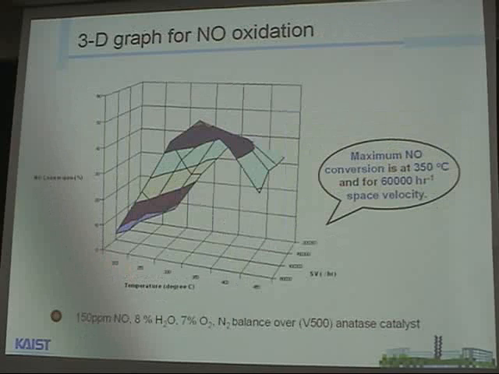This is a 3D diagram for the oxidation, in order to show you at what point the maximum conversion is. Did you see that at 60,000 and at 350, this point, 60,000 and 350, gives the highest conversion of all? And this graph summarizes all the parameters.